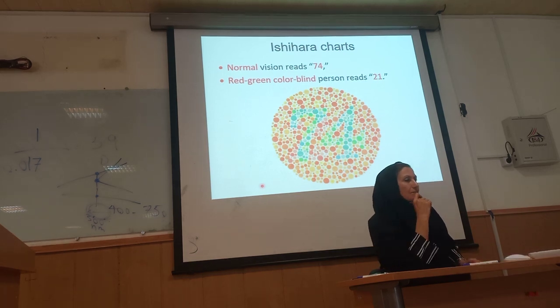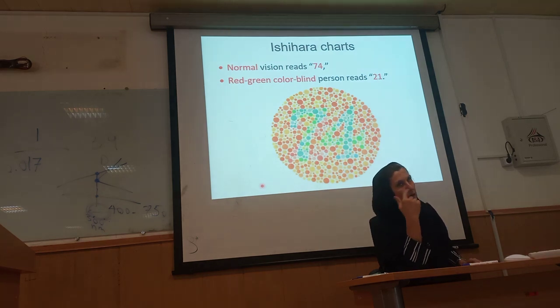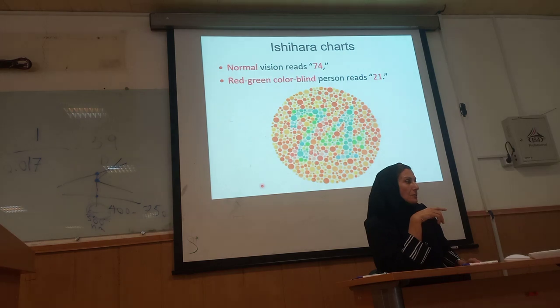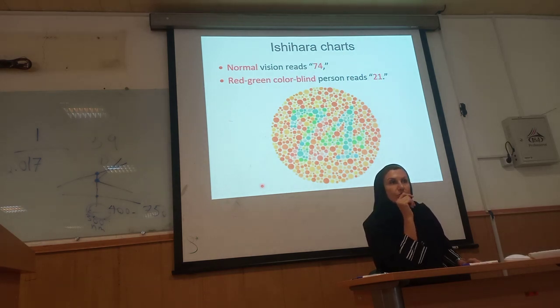Pay attention to this. If you see 74, you are not color blind. If you see 21, you can be a red-green color blind person.